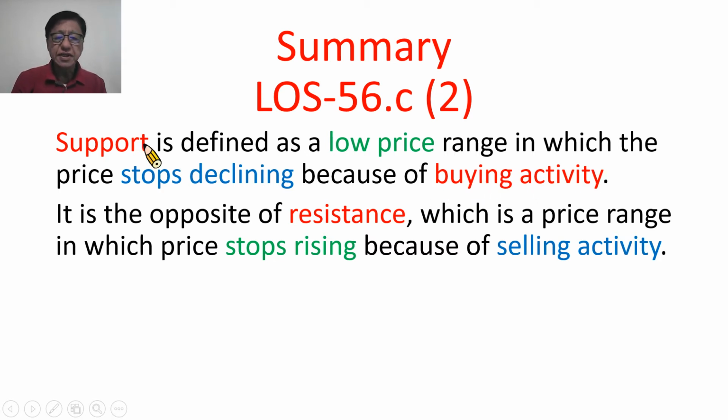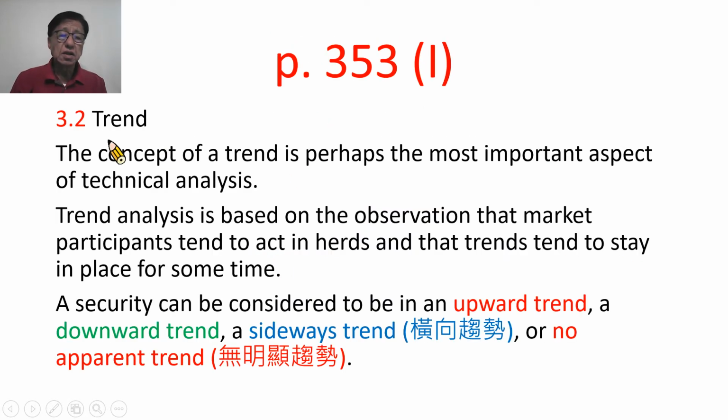activity。他说支撑带是定义为低价格范围，因为买进的活动使得下跌停止的价格。It is the opposite of resistance, which is a price range in which price stops rising because of selling activity。他说这个支撑带是压力带的相反词，也就是说，压力带的价格范围是指因为卖出的活动所以使得上涨的价格停下来。我们看看课本353页，它介绍 trend 趋势线3.2 的标题。The concept of a trend is perhaps the most important aspect of technical analysis.